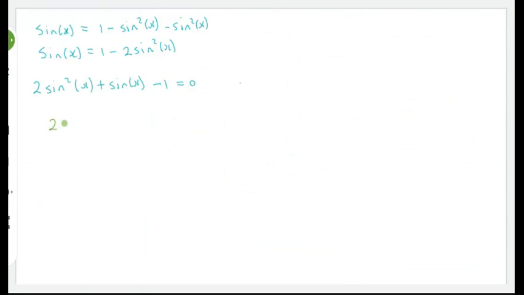So that's 2 sine x minus 1 multiplied by sine x plus 1. Does that work? So 2 sine squared x plus 2 minus sine. Yep, minus 1. Yep, that works. That factorization works. So it means that either sine x equals a half or sine x equals minus 1.